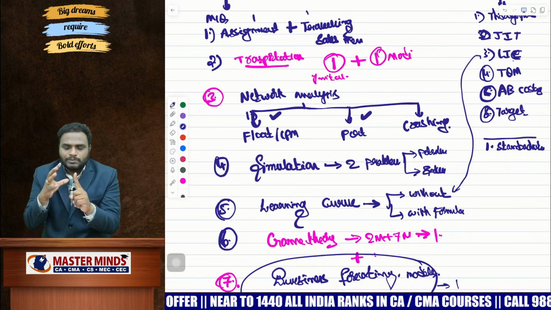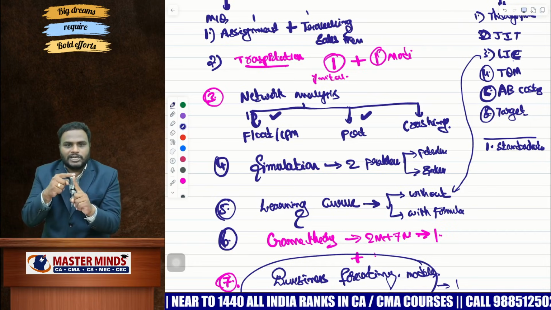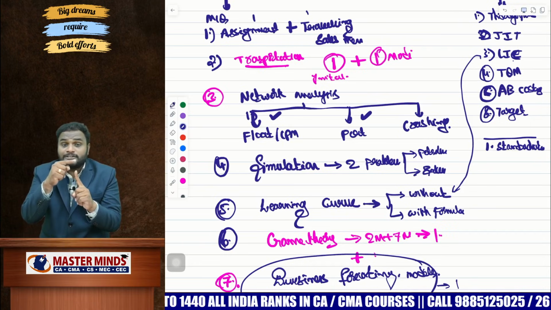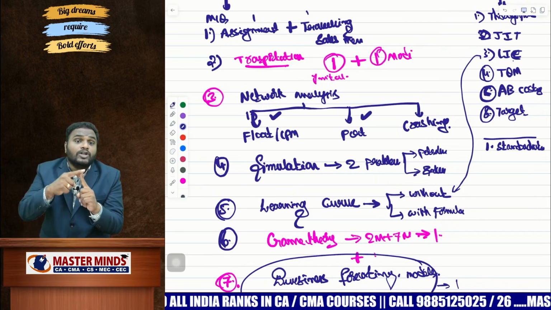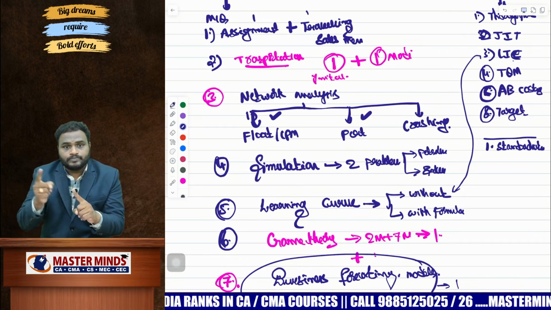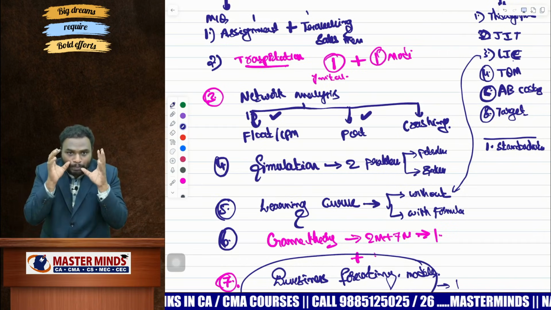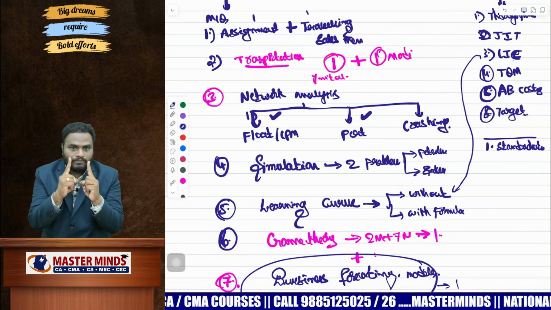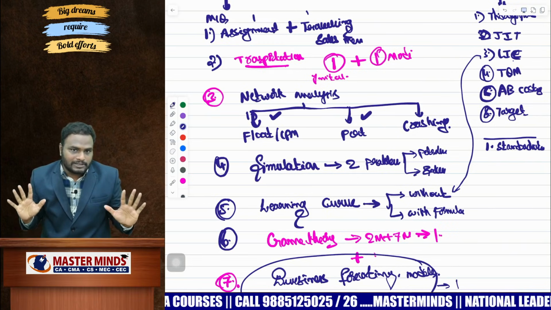Comprehensive in nature means that the problem will cover all the variances: material variance, labor variances, variable overhead variance, fixed overhead variance, and sales variance, and also reconciliation. I'm telling you, don't do audit. You have to practice one problem.